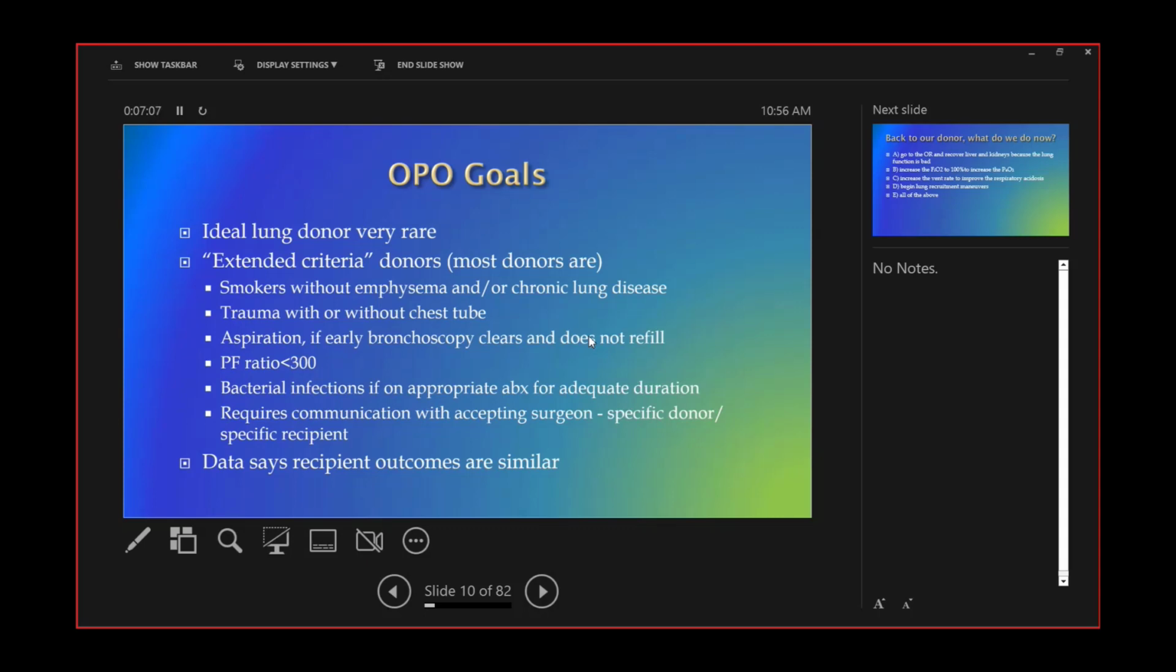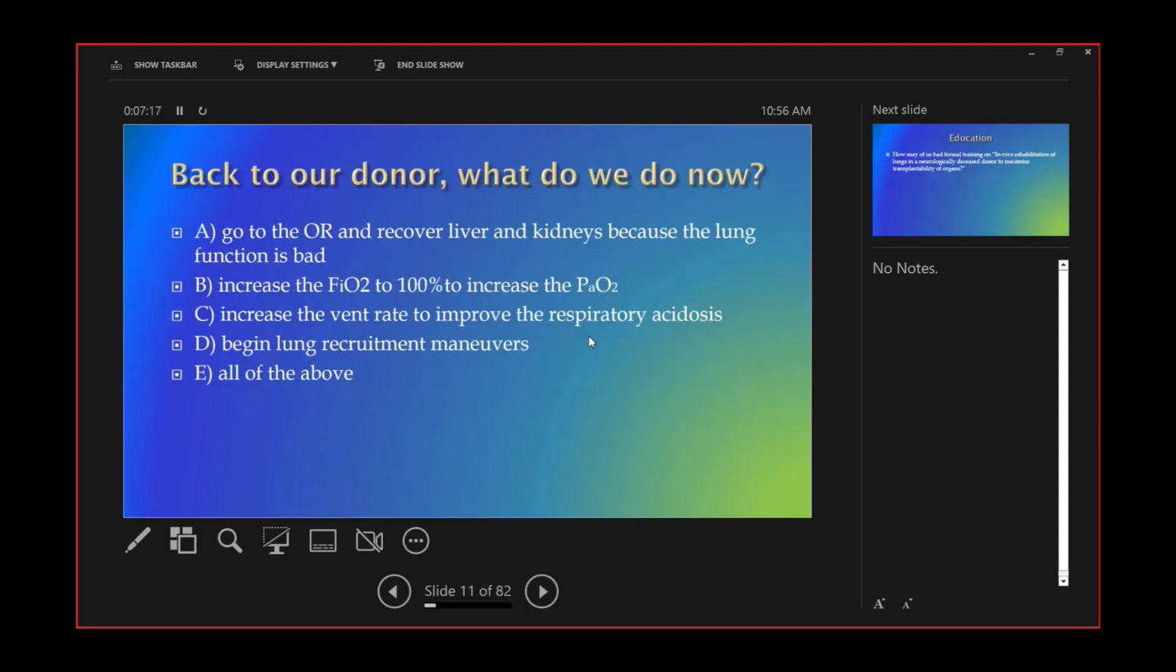And the data says whether you use an ideal donor or an extended criteria donor, when you look at recipient outcomes, they're exactly the same. Okay, so this tells us we can use these extended criteria donors. So back to our donor, what do we do now? We go to the OR and recover liver and kidneys because the lung function is bad. We increase the FiO2 to 100% to increase the PaO2. We increase the ventilator rate to improve the respiratory acidosis. We begin lung recruitment maneuvers. Or all of the above.